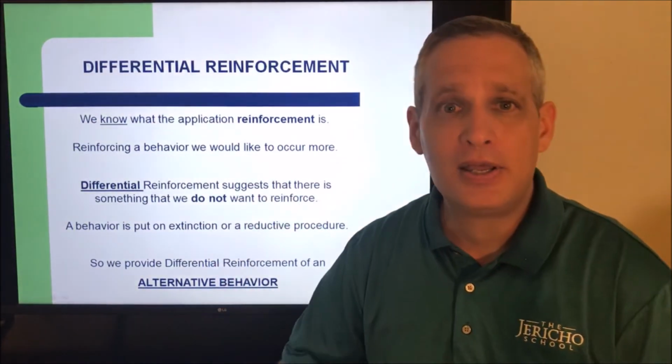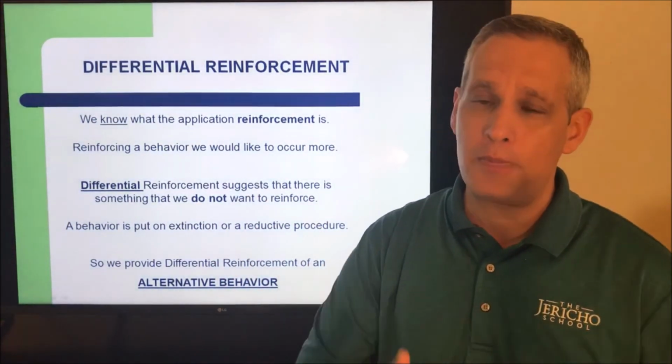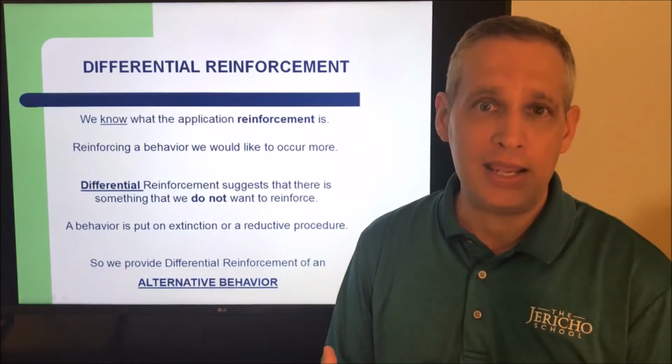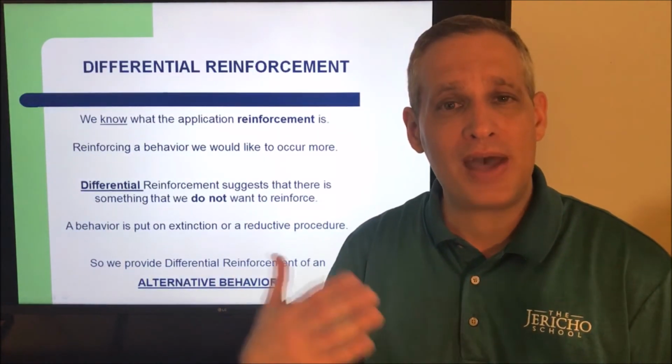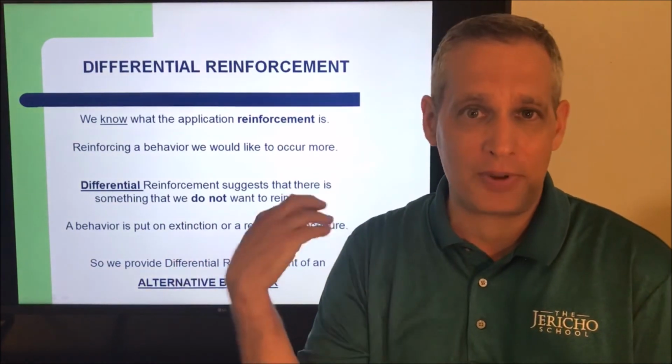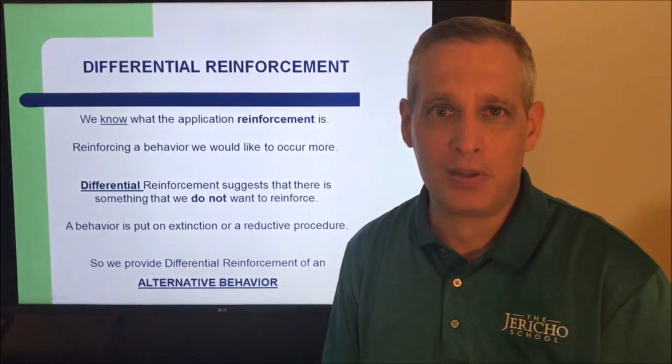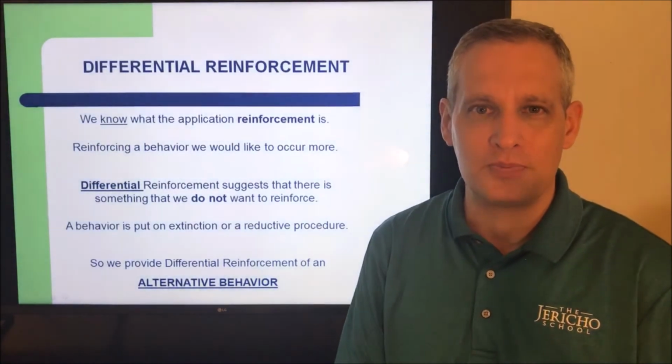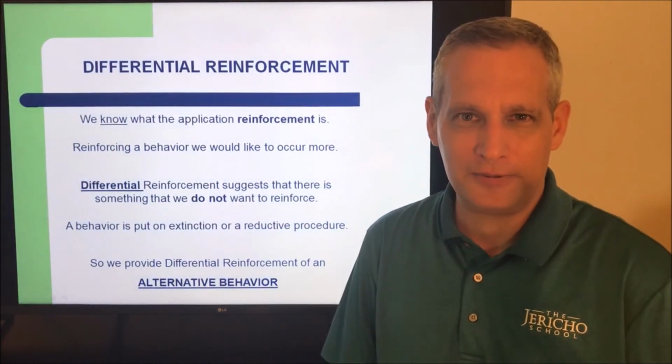So we're going to provide differential reinforcement of an appropriate behavior, of coming and saying to you, hey, I need help. And then that behavior gets reinforced. Or even if it's signing for help. Or even if they come over and tap on your shoulder and you provide them help. That would be differential reinforcement of an alternative behavior.